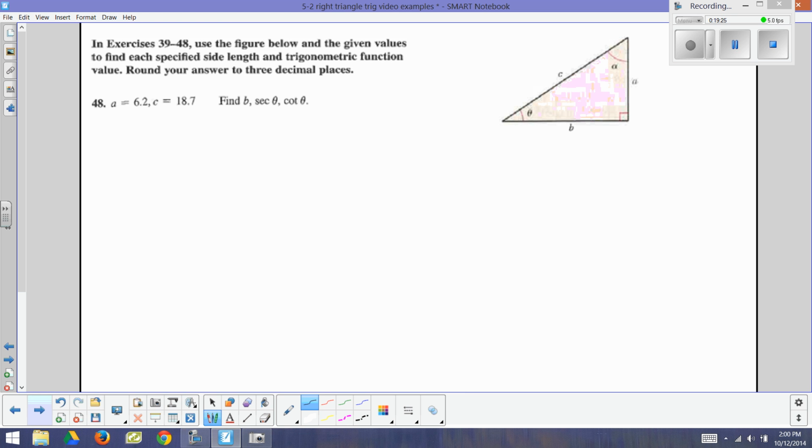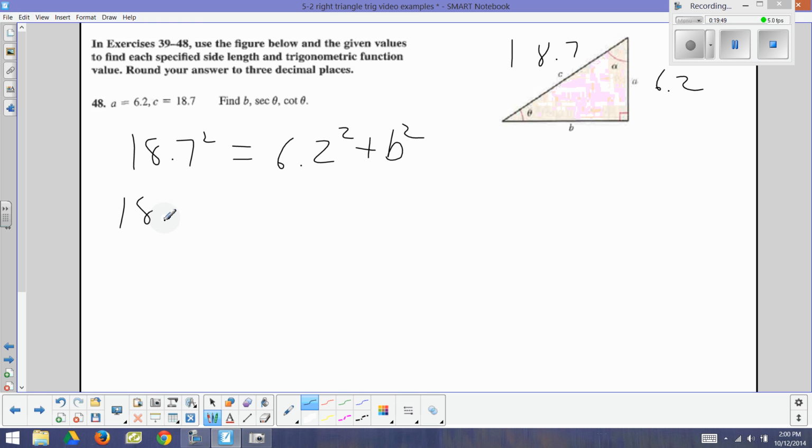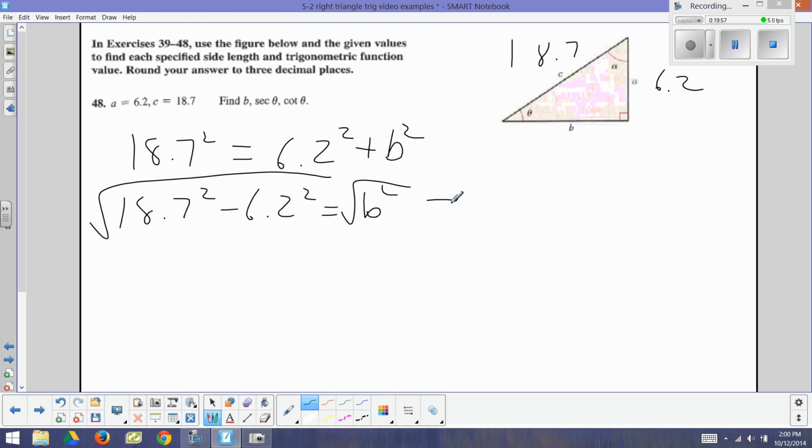48. Now you have to round to 3 decimal places, so you definitely need your calculator for this one. A is 6.2. C is 18.7. So if I want to find B, I know that 18.7 squared is equal to 6.2 squared plus B squared. So 18.7 squared minus 6.2 squared is equal to B squared, and take the square root. So to get B, pick up your calculator and take the square root of 18.7 squared minus 6.2 squared, and you get approximately 17.64. And that's what B is.